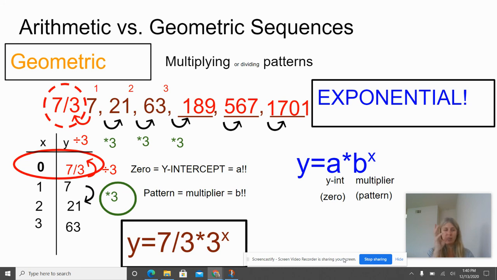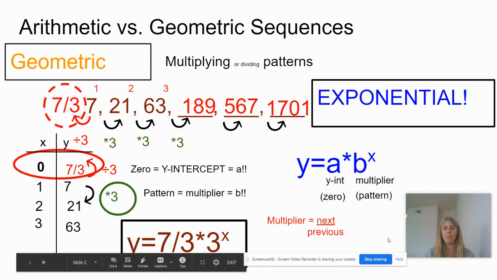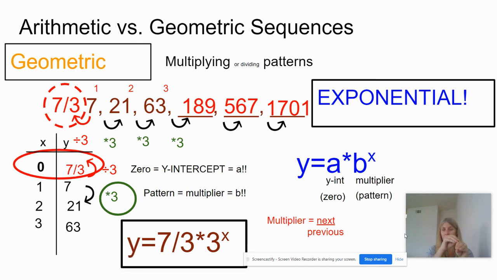Now, we said it with our brain, oh, 7 times 3 is 21, but sometimes it's not that simple and it's not that obvious. And so we are going to take a look at this and use something that's called a multiplier. Now, our multiplier is this very simple formula. It is the next number divided by the previous number. So in this case, we can take any two numbers, 63 divided by 21, and that's going to be a 3, and that's our multiplier or our b. 567 divided by 189 is 3. 1701 divided by 567 is 3. 21 divided by 7 is 3.